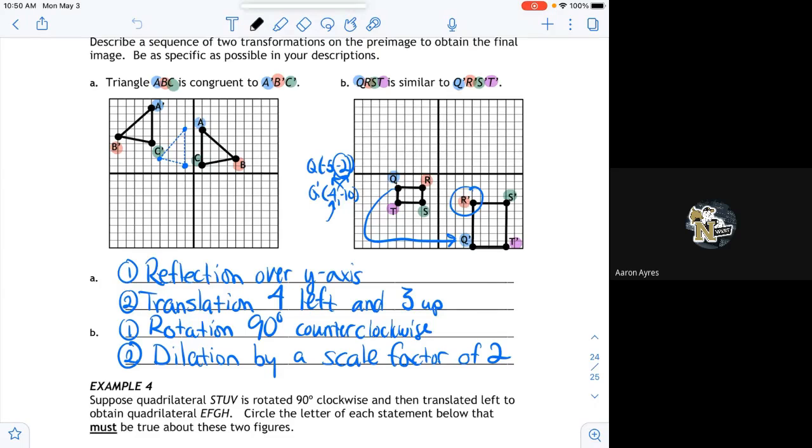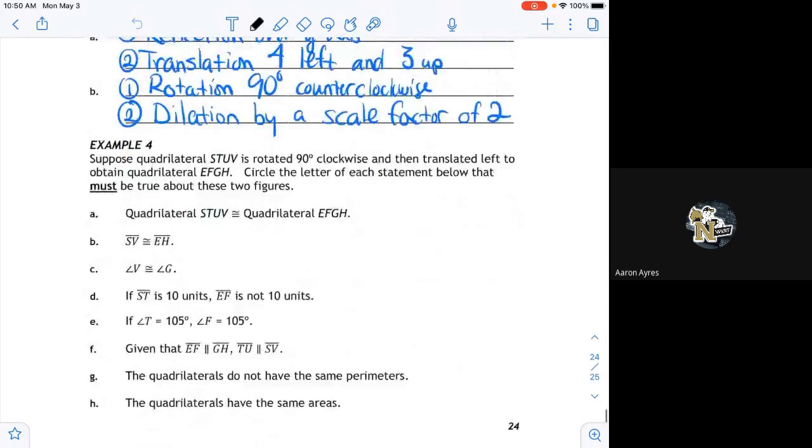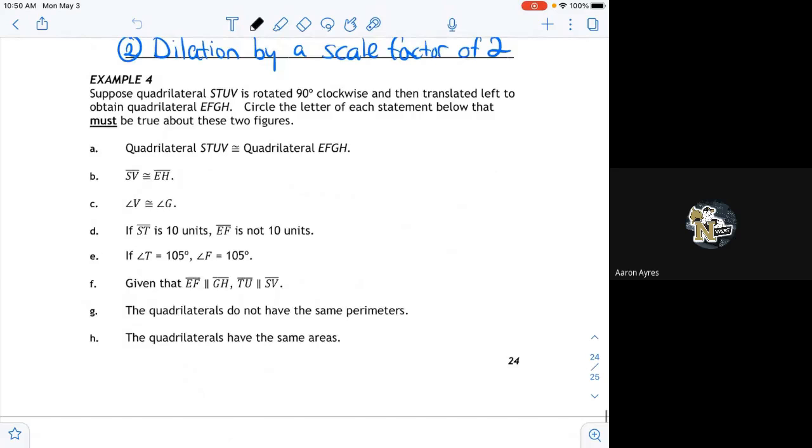Perfect. Okay, so this was our problem left over from Thursday, so we finished on. So now we're going to look at example 4. Okay, so there's no picture for this one, but you might not need a picture for it. Okay, all right. So what do you need to do with example 4 before you start answering if these statements are true or false?